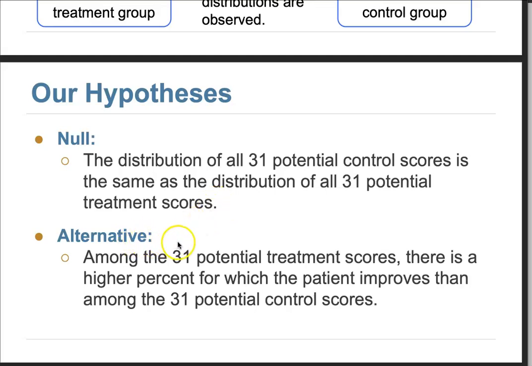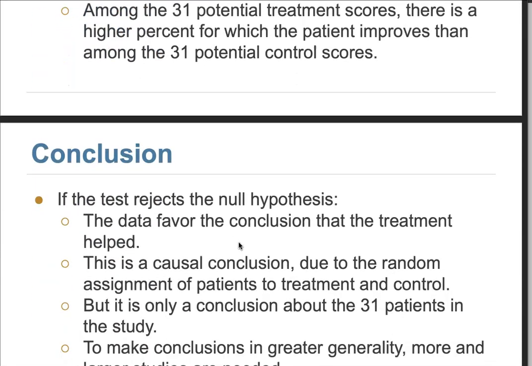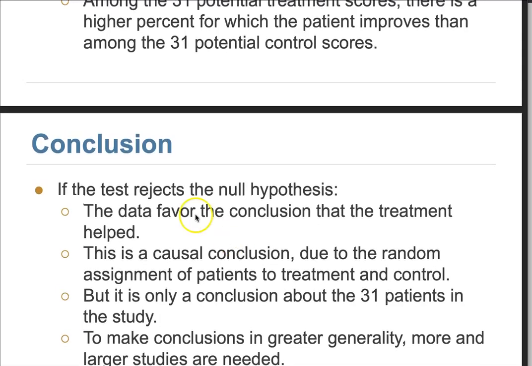Then for your alternative, we will say the 31 potential treatment scores are different, either higher or lower. It really depends on your testing. We just need to see they are different. After you have your test, if you reject the null hypothesis, then the data favor the conclusion that the treatment helps. This one is a causal conclusion due to the random assignment.